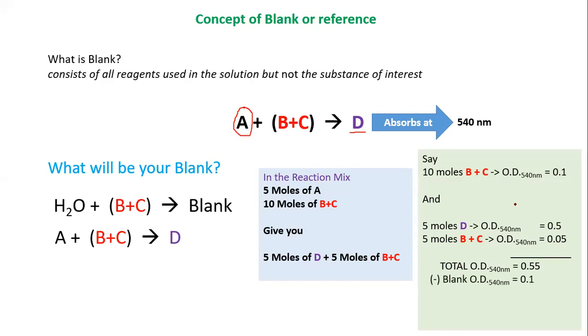And what's the absorbance of the blank? 0.1, right? So what will be the resultant absorbance value? 0.45, correct? But actually, what is the absorbance that is given by D? 0.5. And what absorbance you will get after negating the blank? 0.45. So is this a good way of preparing blank?